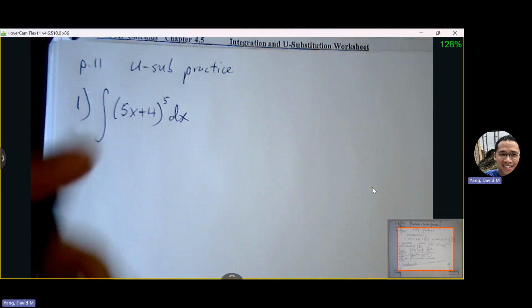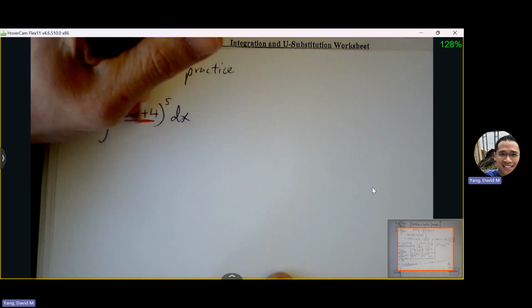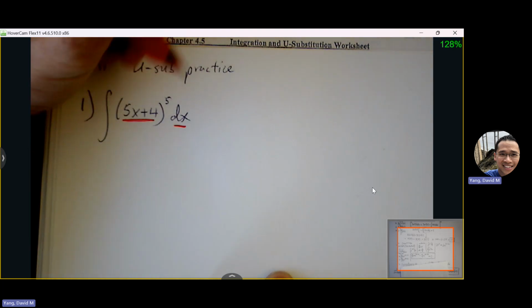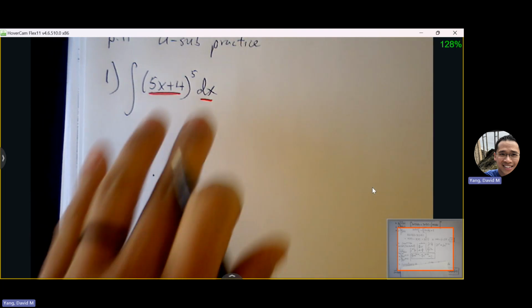So then we go ahead and start marking up what we're trying to do. Go ahead and underline the 5x plus 4. We're always targeting what's inside the parentheses. We usually don't include the exponent as part of our u value. It's just what's inside the parentheses.